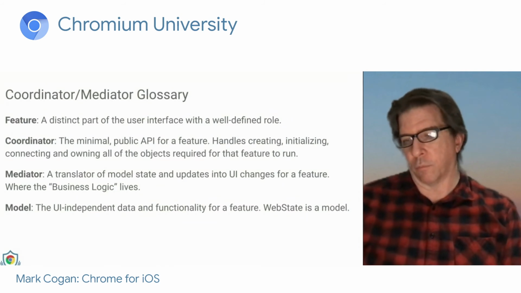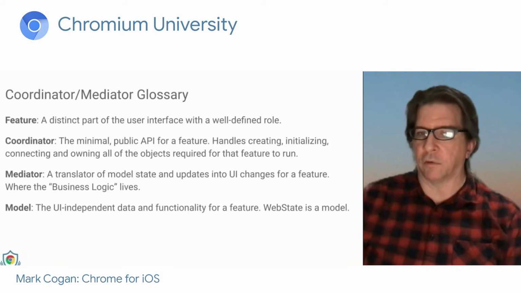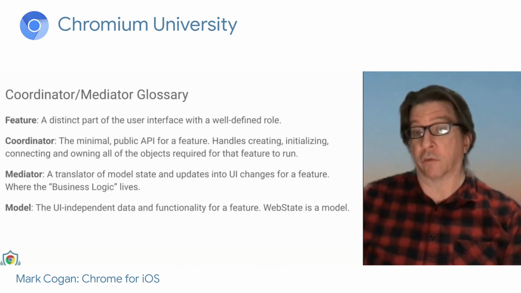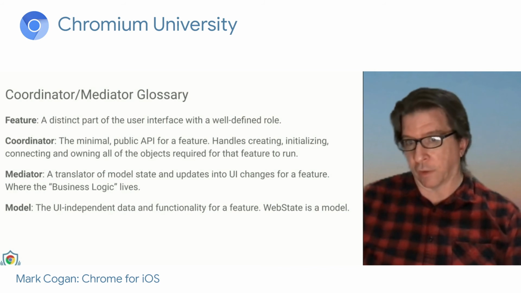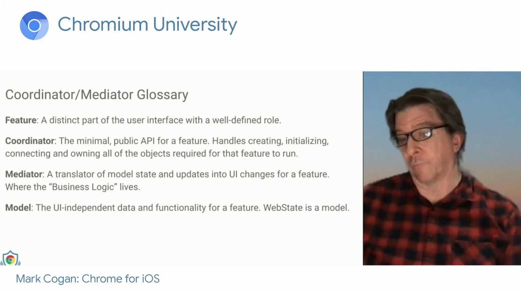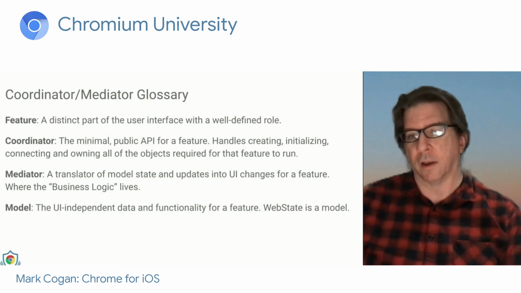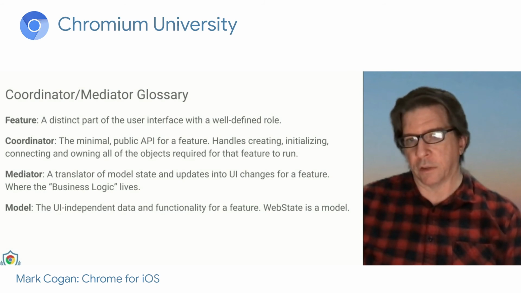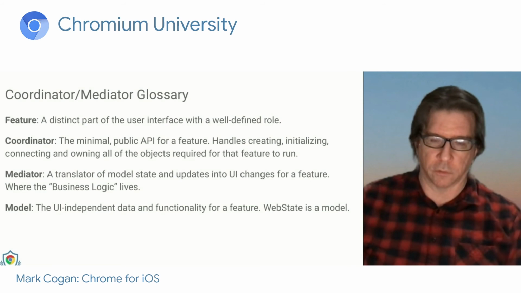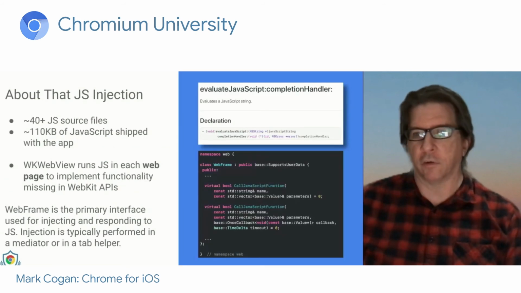It takes changes from the model layer, which is the UI independent data and functions, like the bookmarks model would be, a list of bookmarks, and then the mediator will translate that into updates for the UI. One quirk of how we've constructed iOS Chrome is that we treat the web state, which is to say the contents of a web page, as model data, not a piece of UI. It's just another piece of model data, much like a bookmark or a history entry. And we interact with it in that way so that we can avoid coupling between web features and UI features.